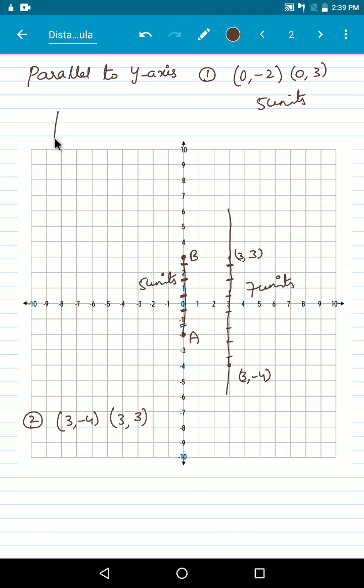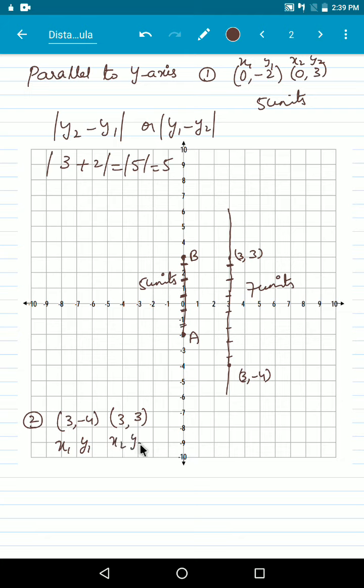Or we can use modulus of y2 minus y1, or modulus of y1 minus y2. See here, take this as x1 y1, take this as x2 y2. Now y2 minus y1, it is 3 minus of minus 2, which will become plus 2. See, it is mod 5, or equal to 5. The distance between these 2 points was 5 units. What about this one? x1 y1, x2 y2. y2 minus y1 inside the mod, y2 is 3, minus of minus 4, 3 plus 4 will come, right?